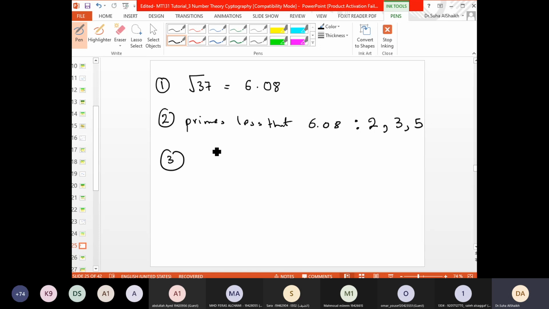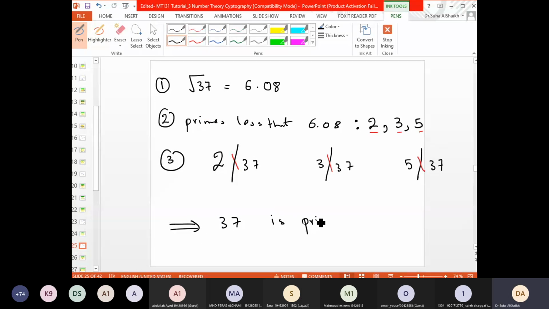Step number 3, let me check. Does the 2 divide 37? Does the 3 divide 37? Does the 5 divide 37? جربوا لي اياها بالآلة الحاسبة. تقبل ولا لا؟ None. هذا ما يقسم وهذا ما يقسم وهذا ما يقسم. So none of the primes less than the root of the number divided, which means 37 is a prime. لأن ولا واحد من الأرقام اللي أقل من الروت من البرايمز اللي هي less than the root of the number divided, this means that my number is a prime.